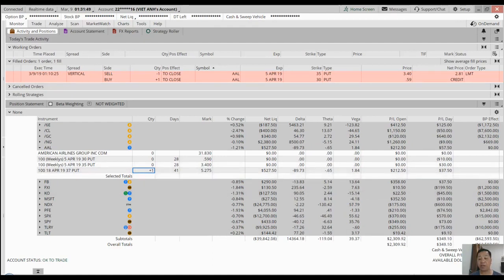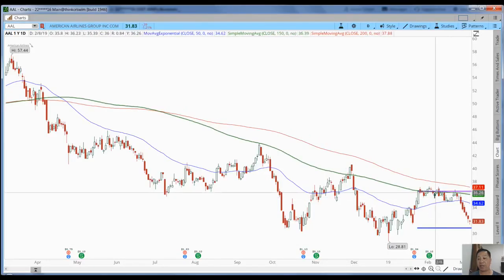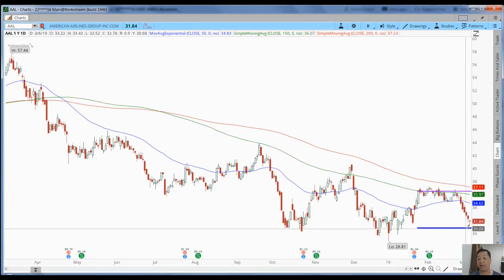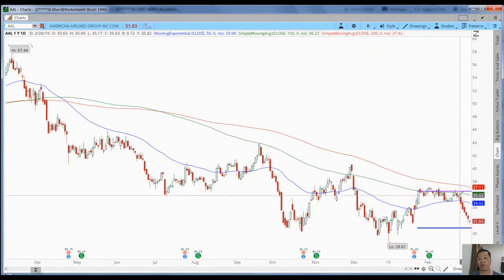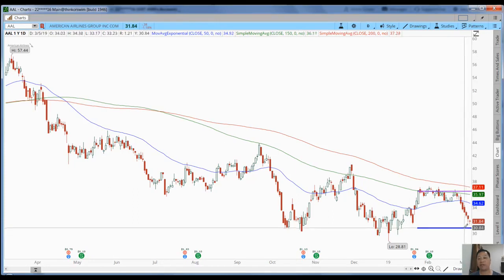Just to remind you, when we entered the trade, American Airlines was trading around 36.5, and we said that if the stock dropped to around $30, $31, that's where I target to double the profit, right? And that also coincides with a very strong support level here. Now it's 31.83, which is quite a drop from the 36 where I entered. But to double the money, I need the stock to drop a little bit more, maybe $1 from here.